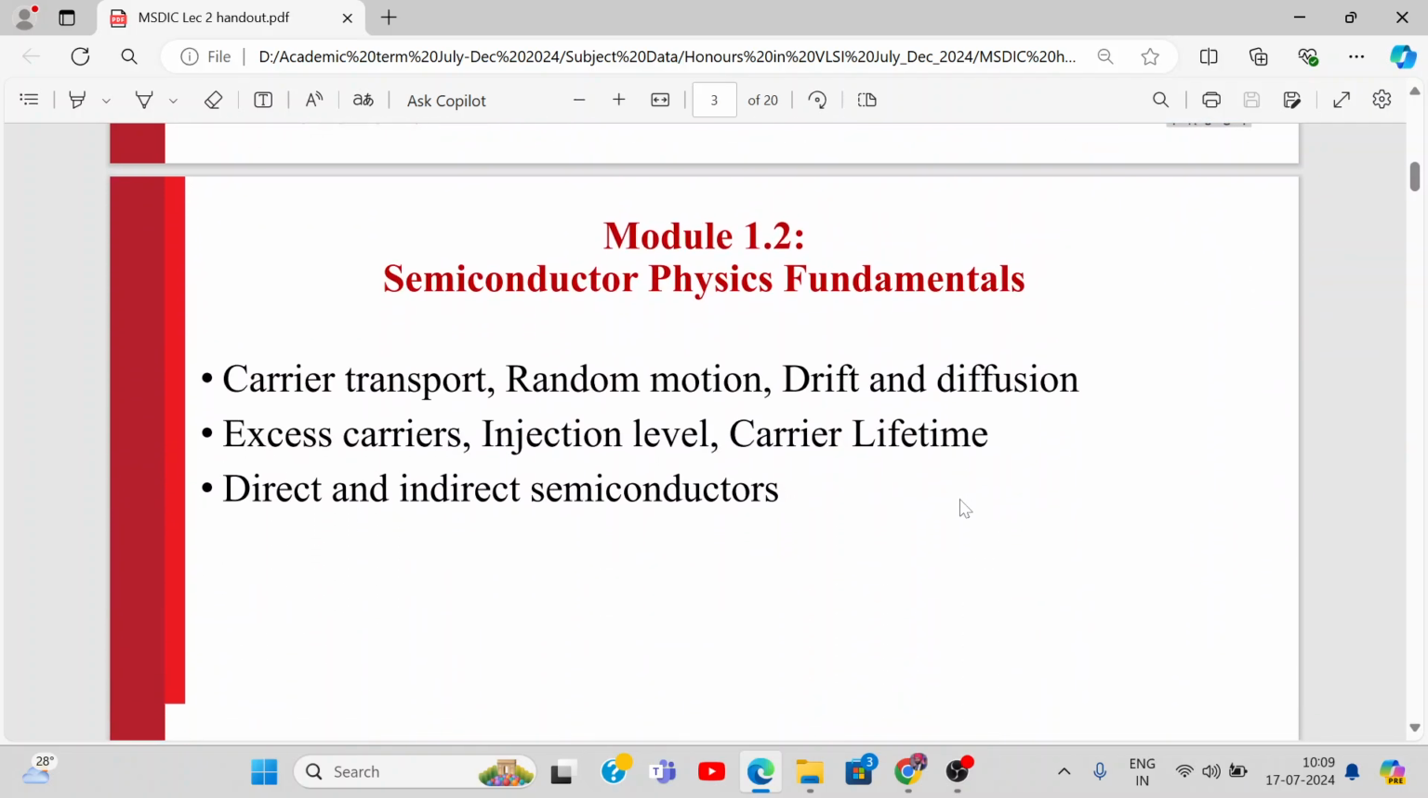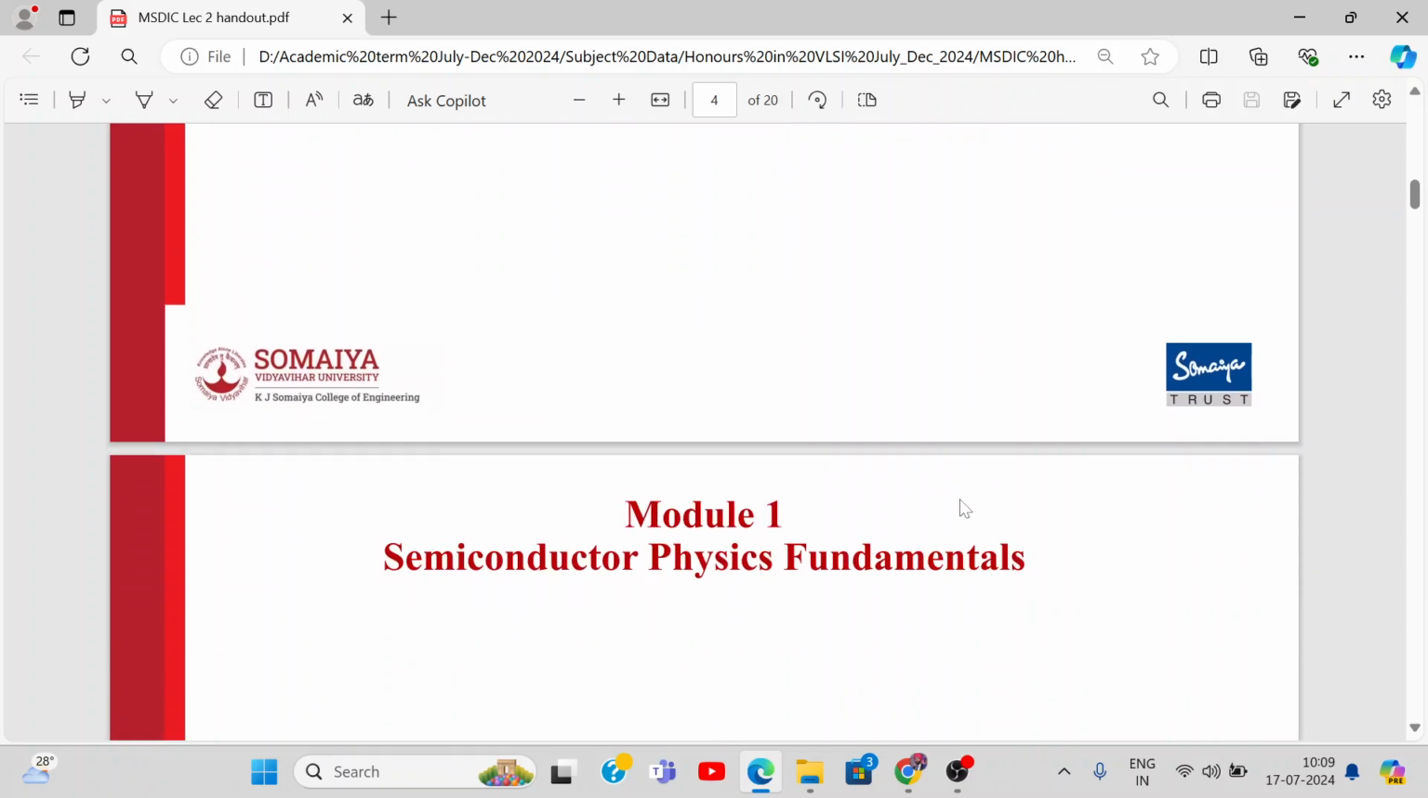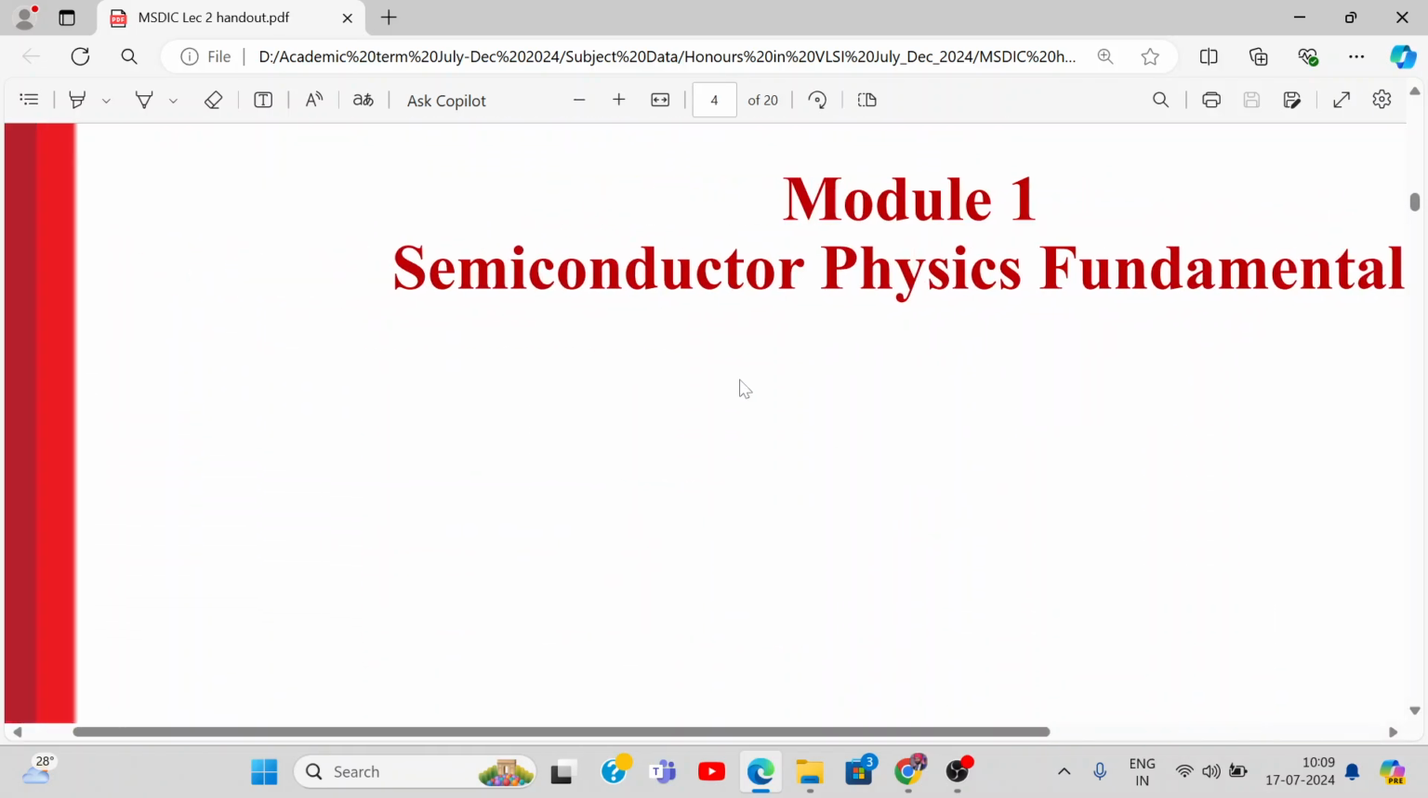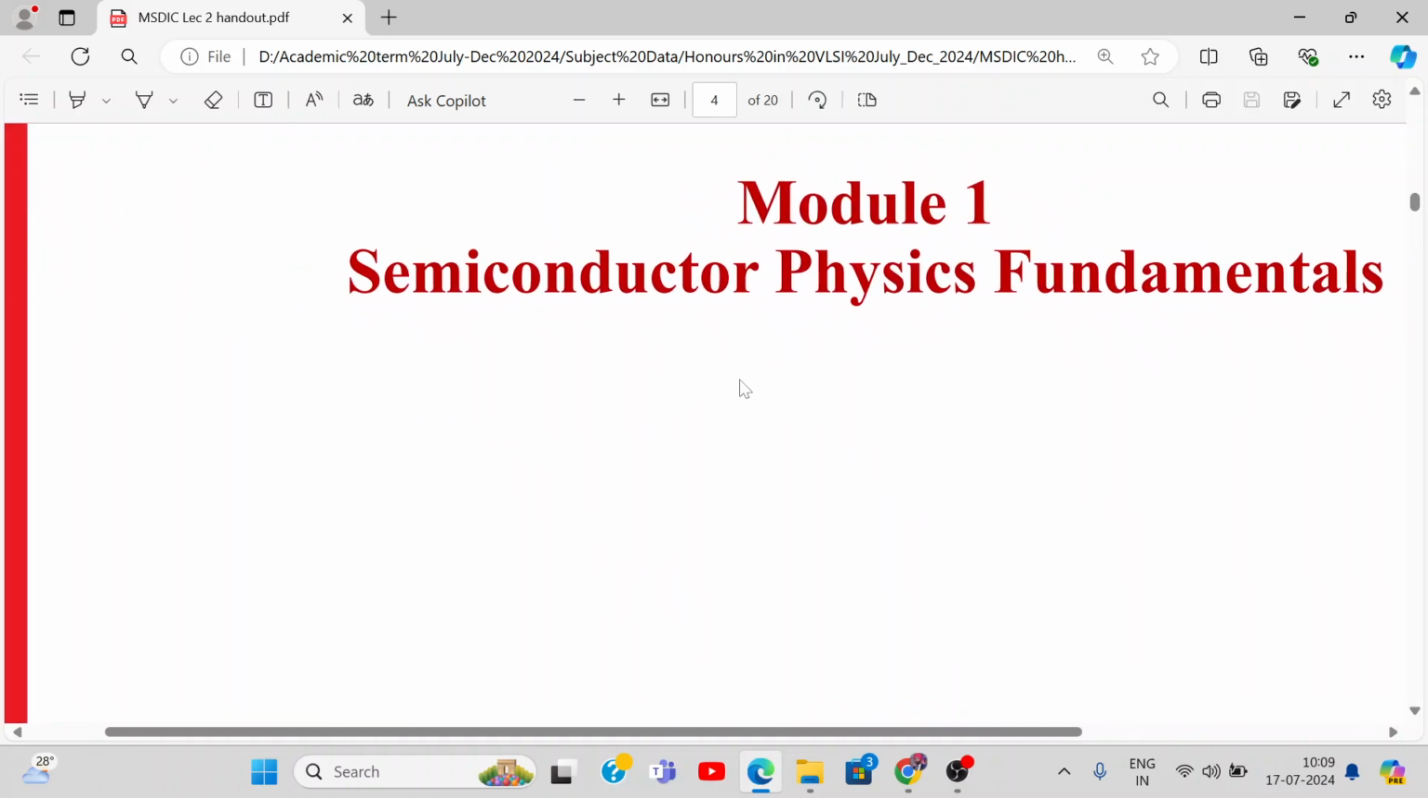In module number 1.2 we have how the carrier transport happens: random motion, drift, diffusion, excess carriers, the concept of injection level and carrier lifetime, direct and indirect semiconductors. The other topics will be covered in the subsequent lectures. So let us begin with today's topic, semiconductor physics fundamentals. So let's start.